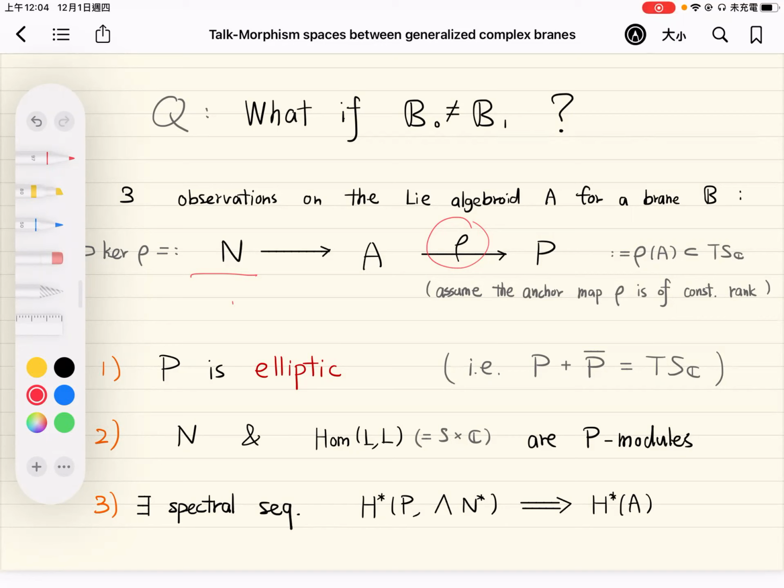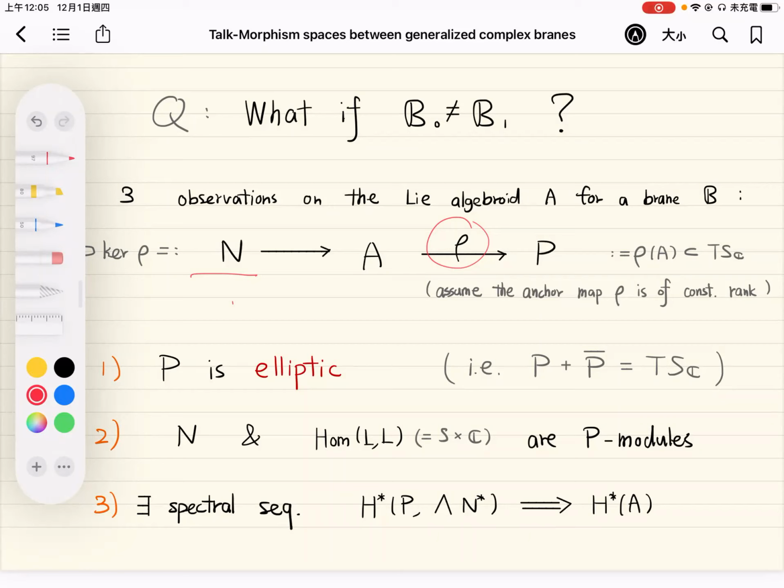So there are some properties for the P and N. First of all, P is an elliptic distribution on the submanifold. That means that if we take the foliated cohomology with respect to P, then it is an elliptic complex. Or equivalently, we can rephrase this condition as the sum of P and P bar spanning the whole complexified tangent bundle of S. So this is the first observation for the Lie algebra A.